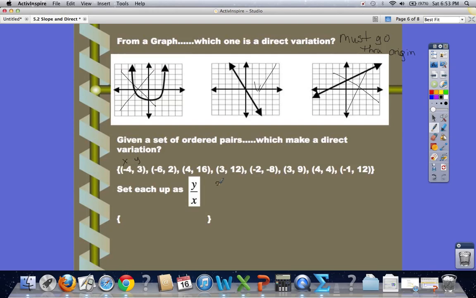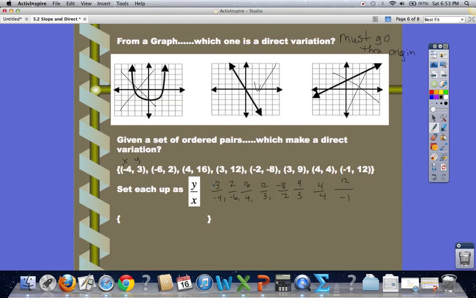This one's going to be 3 over negative 4. This one's going to be 2 over negative 6. This one's going to be 16 over 4. This one's going to be 12 over 3. This one's going to be negative 8 over negative 2. This one's going to be 9 over 3. This one's going to be 4 over 4. And this one's going to be 12 over negative 1. And then you divide each one of these and see what they are.